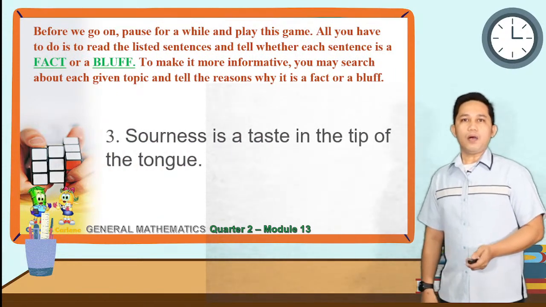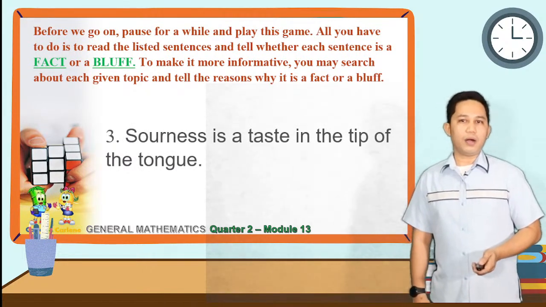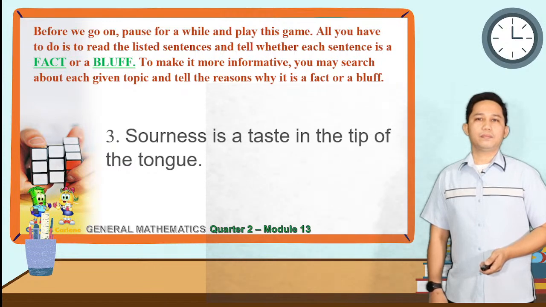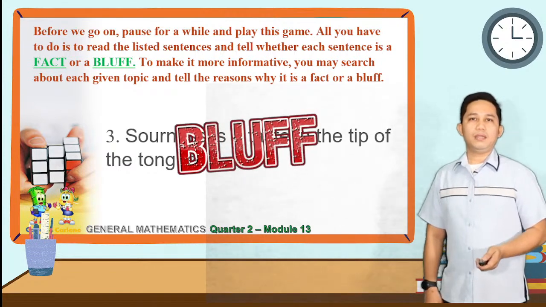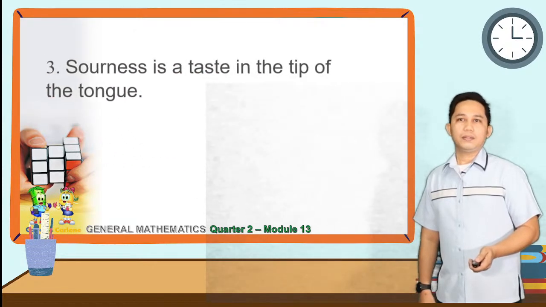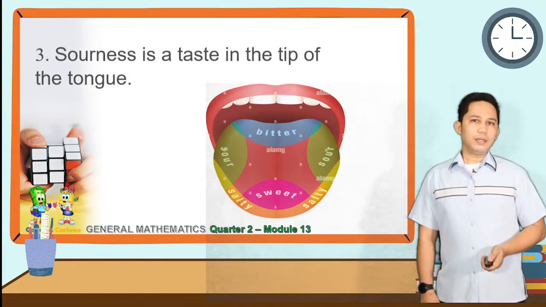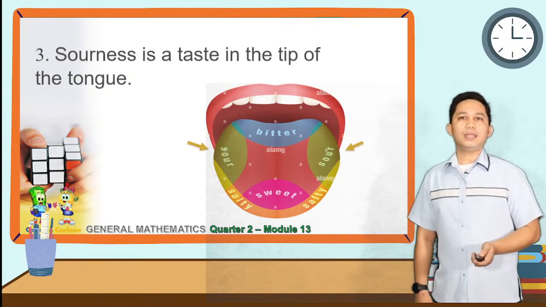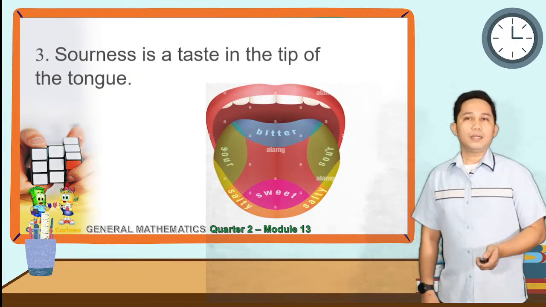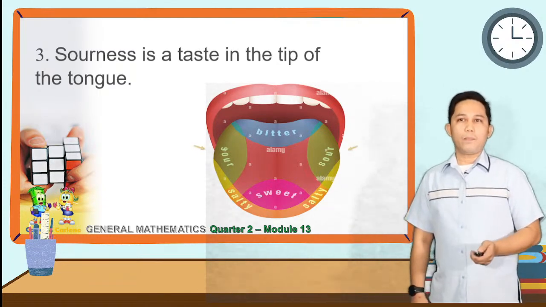Next, sourness is a taste in the tip of the tongue. Is it a fact or a bluff? It is a bluff. Why? Now, based on our tongue map, sour is located at the sides of our tongue, not in the tip of our tongue. So, it is a bluff.